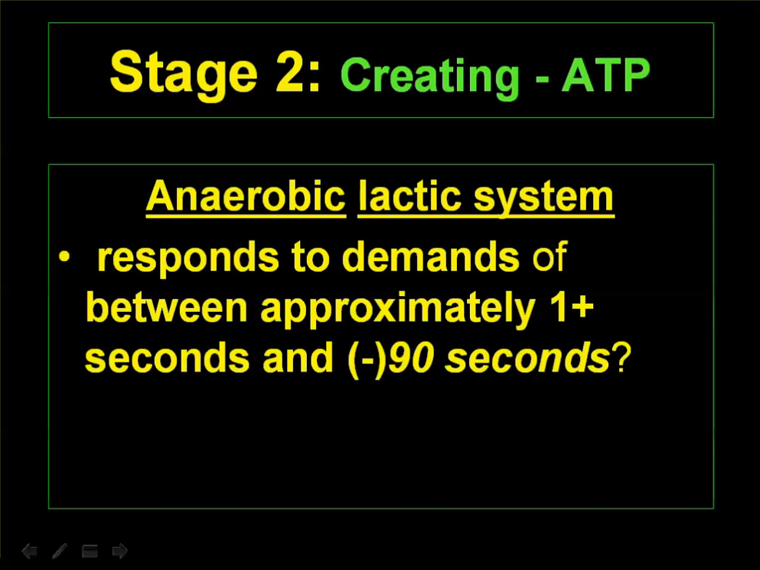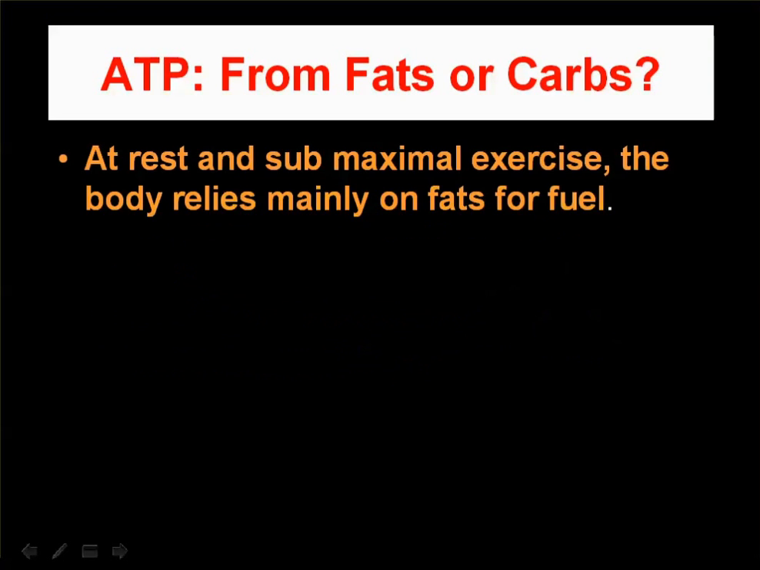So, let's talk about ATP from fats or carbs. Your ATP converted from fats and carbohydrates takes place when you are resting and when you are engaged in sub-maximal exercise. Your body is burning fat when you're in sub-maximal exercise. Remember, when you're at rest, like you are right now, listening, watching this program, your body's in a fat-burning mode. It relies on fat at this point.